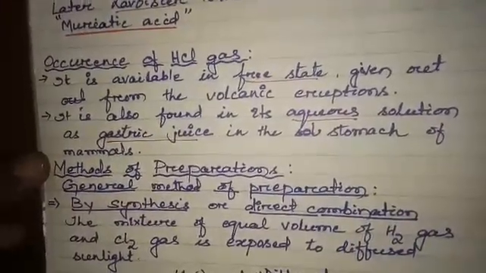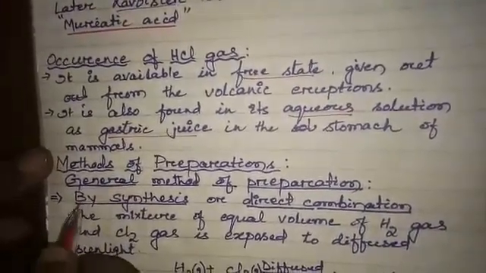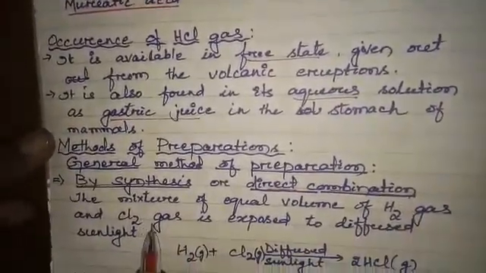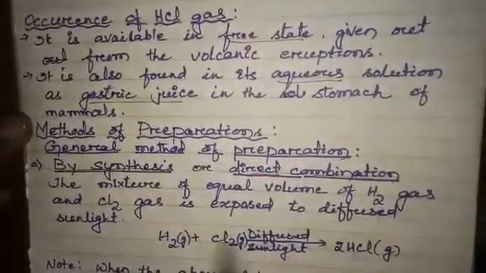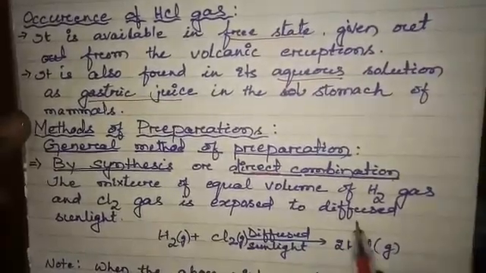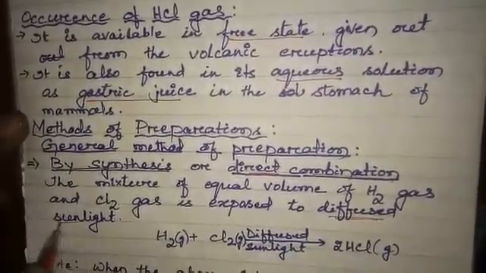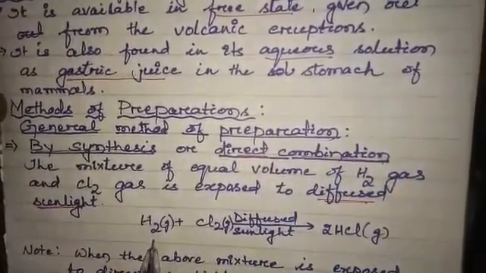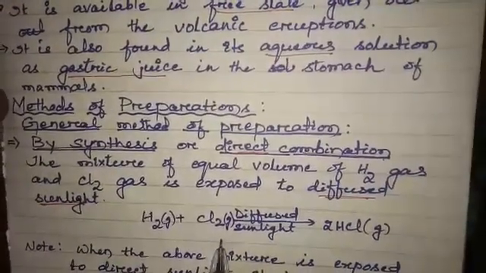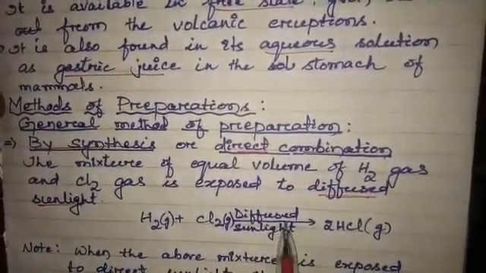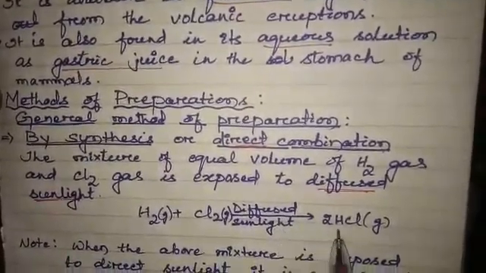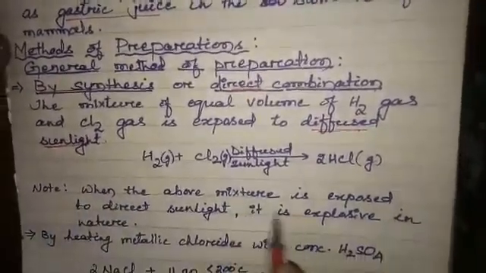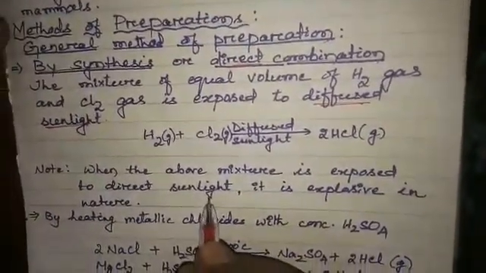General method of preparation. By the process of synthesis, which is called direct combination, a mixture of equal volumes of H2 gas and Cl2 gas is exposed to diffuse sunlight to prepare HCl gas. The reaction says H2 gas plus Cl2 gas, and on the arrow you have to mention diffuse sunlight, the condition to produce HCl gas. The note is, when the above mixture is exposed to diffuse sunlight, the reaction takes place.